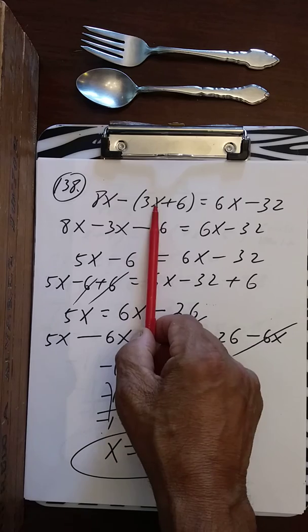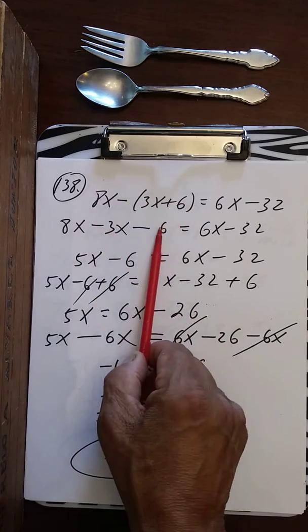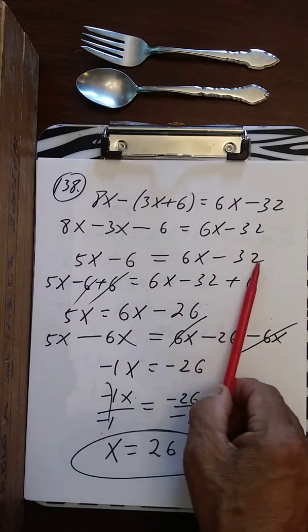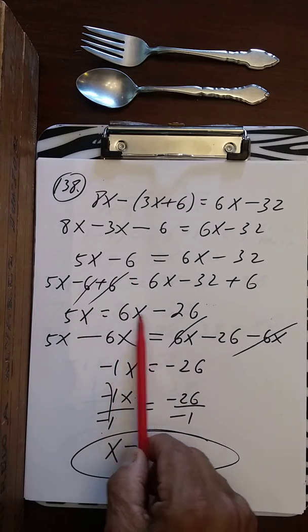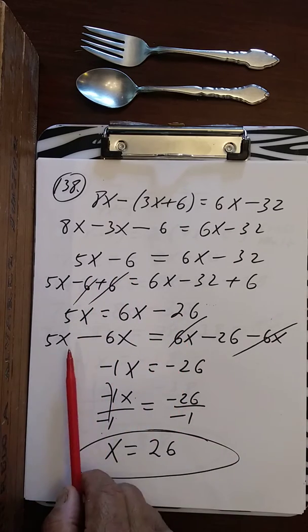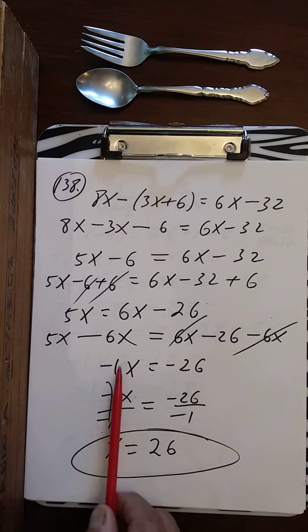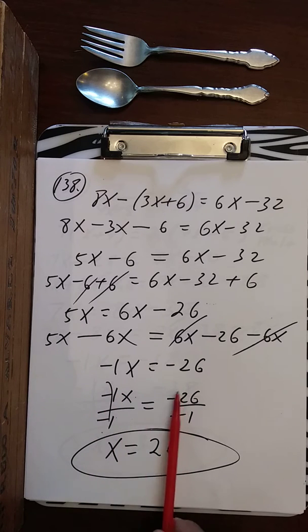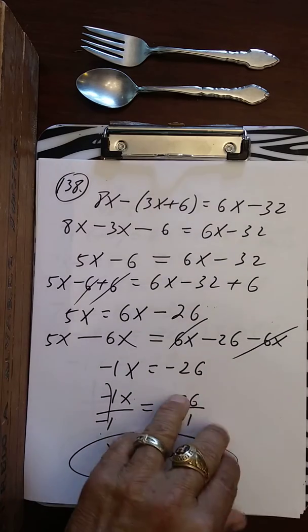8x minus 3 parentheses x plus 6. So do the negative of that: negative 3x, negative of that is negative 6. 8x minus 3x is 5x minus 6 equals 6x minus 32. Add 6 to both sides. These are gone. 5x equals 6x minus 26. So now subtract 6x from both sides of the equation. So you have 5 minus 6 is negative 1 equals negative 26. Divide by negative 1, divide by negative 1. Negative 1, negative 1 will cancel. You have x. A negative by a negative is a positive 26.